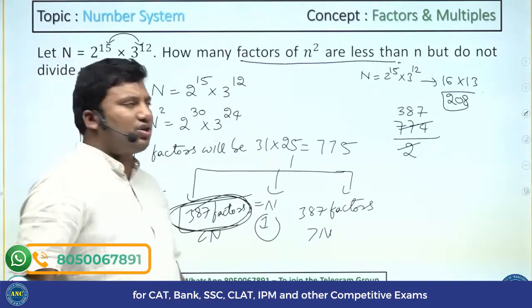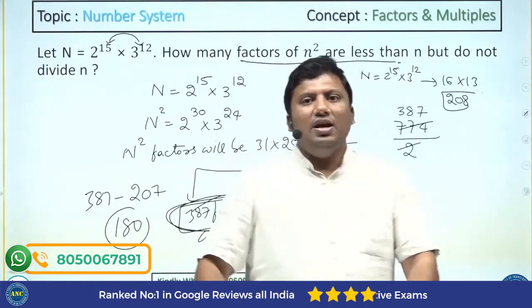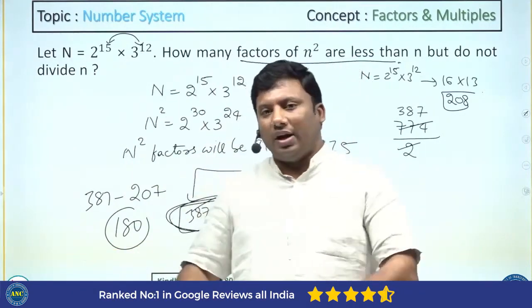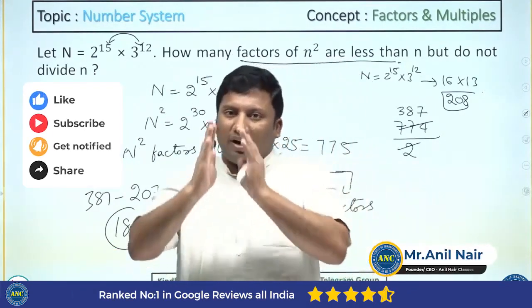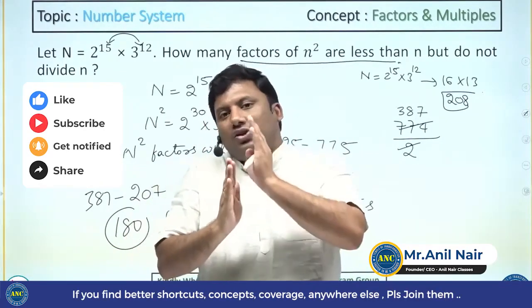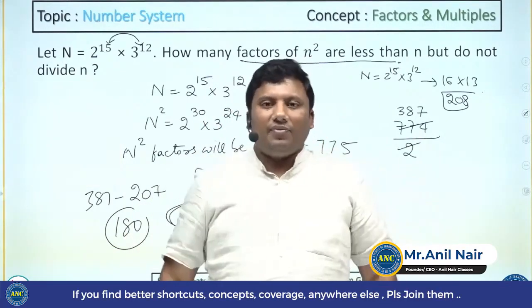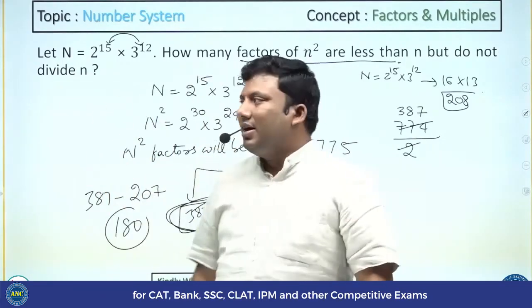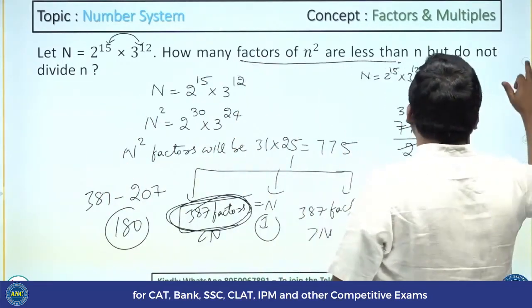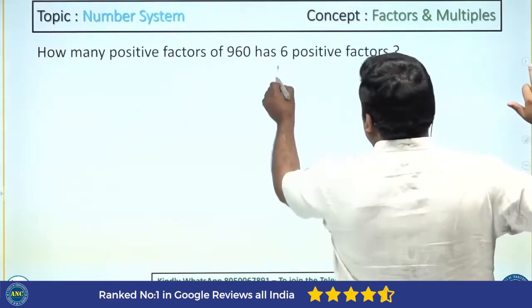Just by looking at a question itself, you will get this answer. N square is a perfect square. A perfect square has an odd number of factors. One will be equivalent to n. Less than n, k factors, and greater than n, k factors.